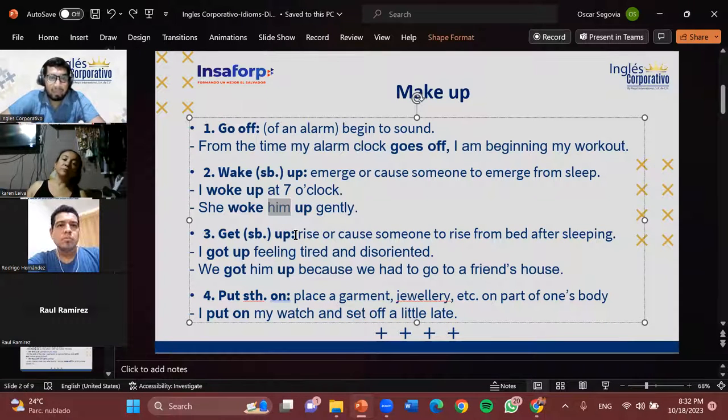Now we have get up, same thing. Examples. I got up feeling tired and disoriented. So this is, you know, probably a feeling that we get sometimes when we have a restless night of sleep, when we cannot sleep well. So I got up feeling tired and disoriented. Or we also have this other example.